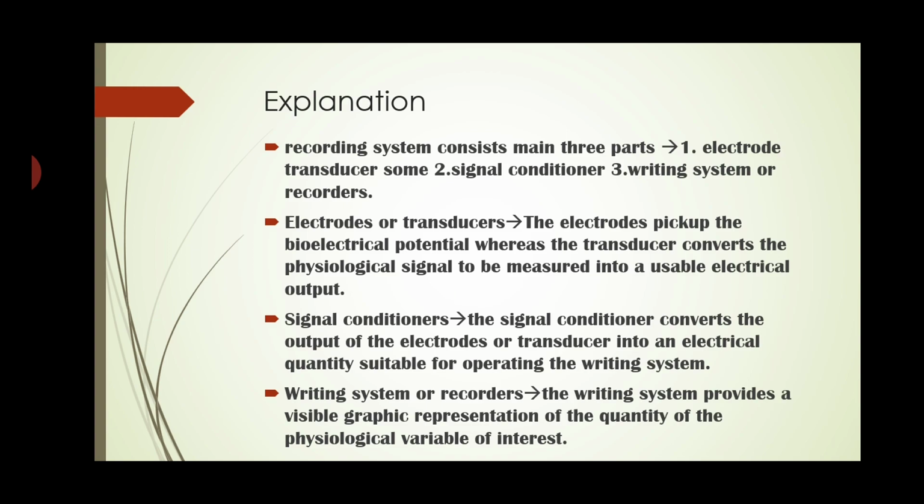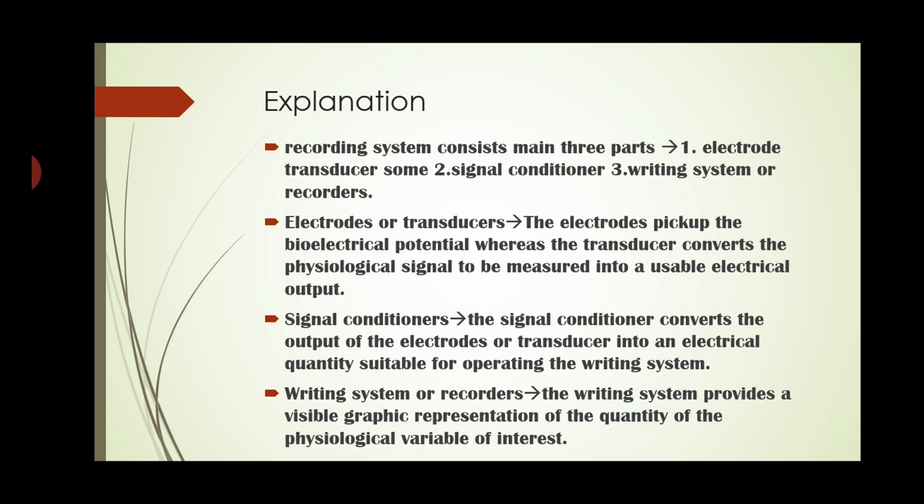The signal conditioner converts the output of electrodes or transducers into an electrical quantity suitable for operating the writing systems. In this signal conditioner there are a number of amplifiers, power amplifiers and circuits, and these circuits process the signals so that they are suitable for operating the output unit.